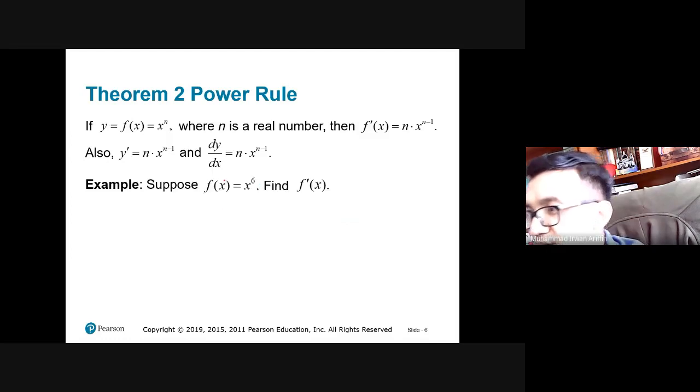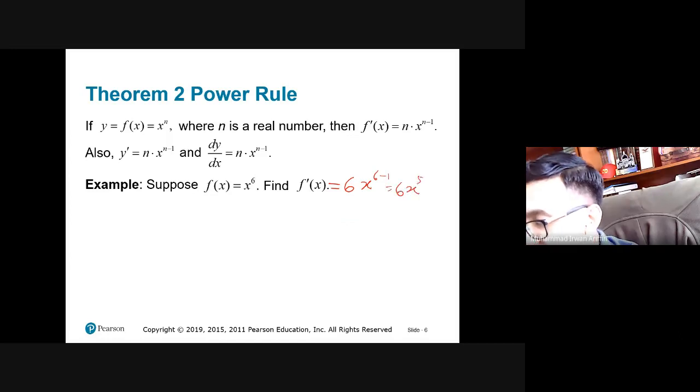For example, we have f of x equals x to the power of 6. By applying this formula, we bring 6 to the front, and then we have x to the power of 6 minus 1. So this gives us 6x to the power of 5.